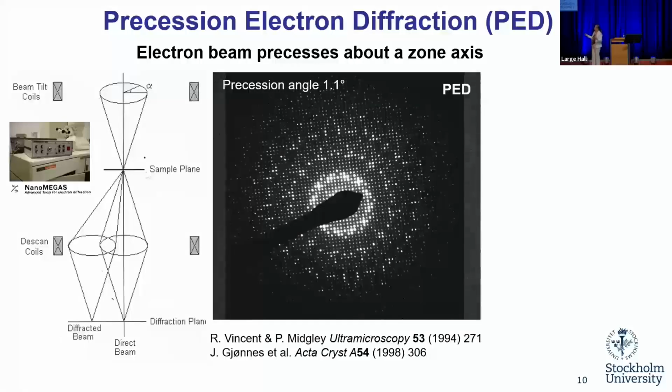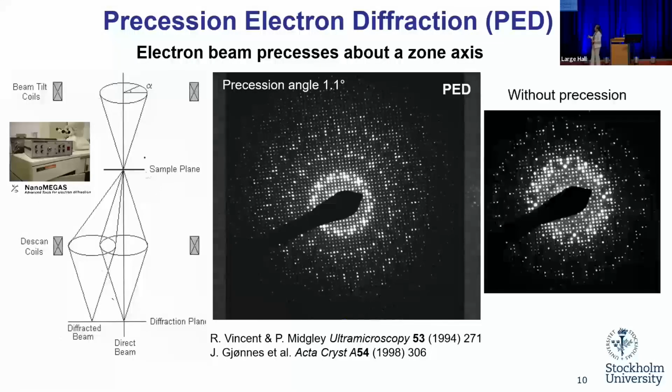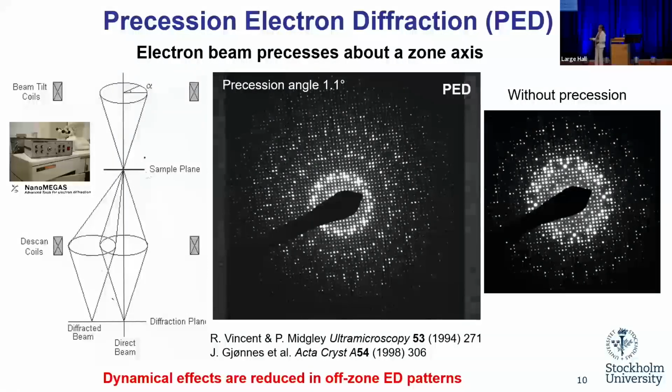So look, the diffraction looks like 2D zone-axis patterns. Actually, it is obtained from many diffraction patterns together. And this one is comparing with without precession. You see that the intensity is changed a lot, and you also get much higher resolution. So this actually shows that dynamical effects were reduced if you take diffraction patterns from off-zone axis. And nobody thought about it before.